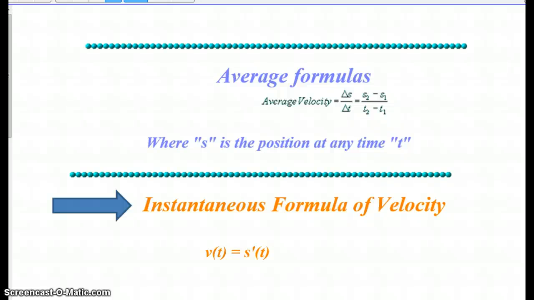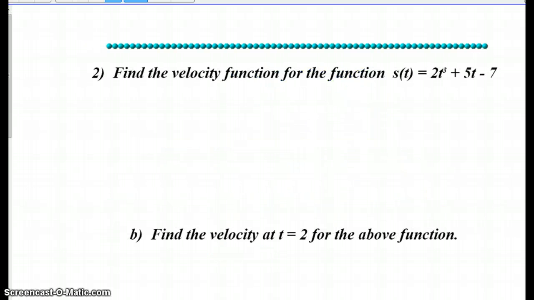So yesterday we learned that the instantaneous formula of velocity is just the first derivative of our position function, where s is the position at any time t. So your homework problem from last night was to find the velocity function for the position function 2t to the third plus 5t minus 7.